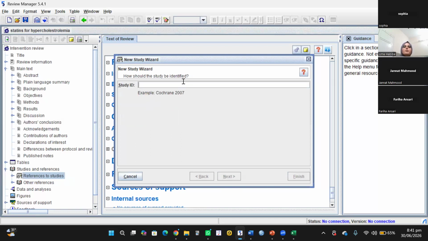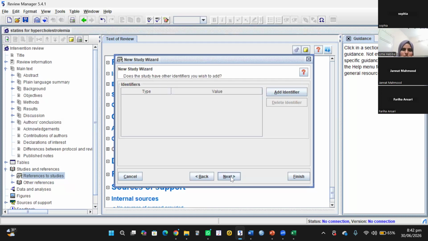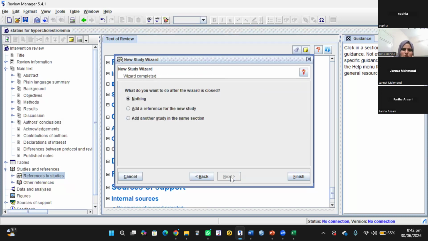Study ID, I would give it 1, just 1 maybe. Next. You don't have to do anything. Next. What was the year? Let's just say 2022. But you can get it from the extraction sheet. In study ID, I'm writing the name of the author so that it's easier for me to show. That's study number 1. Right? You don't have to do anything.